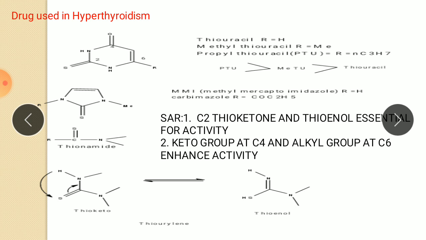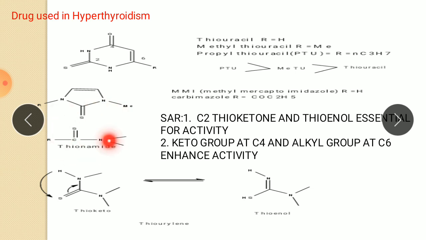Then the important part, that is, drugs used in hyperthyroidism. Hyperthyroidism means there is more secretion of T3 and T4; when thyroid hormone is secreted more, it is called hyperthyroidism. The drugs used in hyperthyroidism are the thionamides, the most important class of antithyroid compounds in clinical practice.